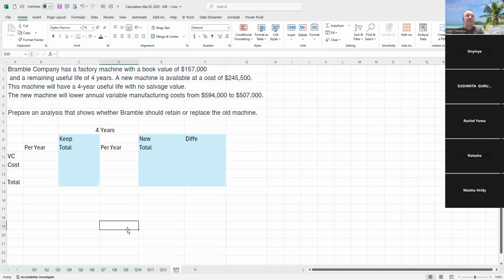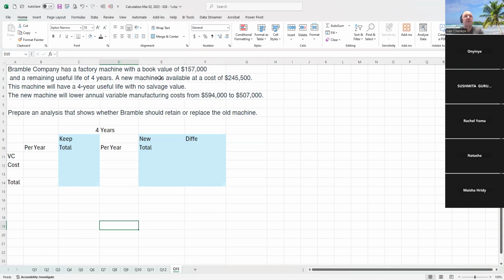So the last one, this company has a factory machine with a book value of 157,000 and a remaining useful life of 4 years. A new machine is available. So what's the book value? Is it relevant for us? No, it's not. That's a sunk cost. The new machine is available at a cost of 245,500. This machine will have a 4-year useful life with no salvage value. Is there any salvage value on the old machine? No, they don't.